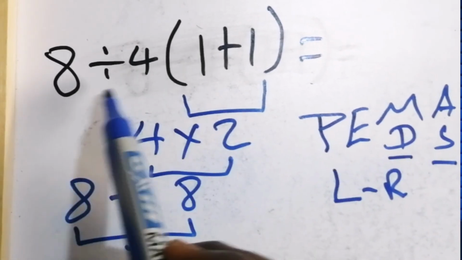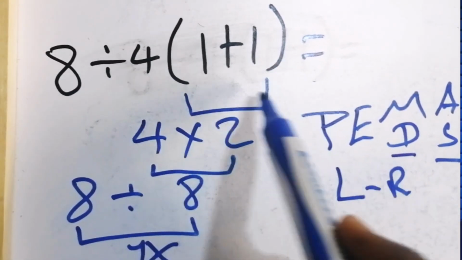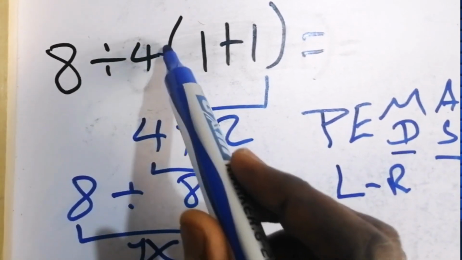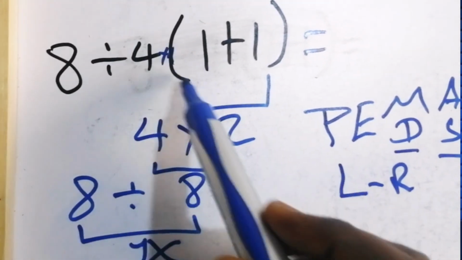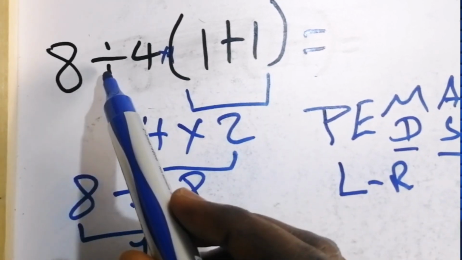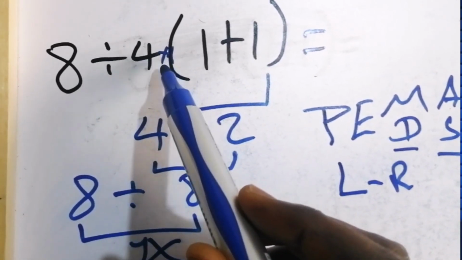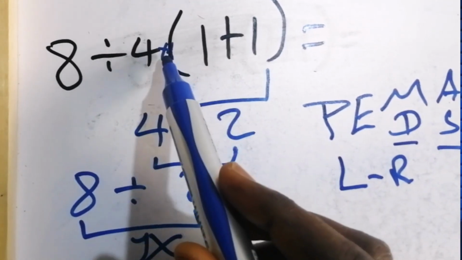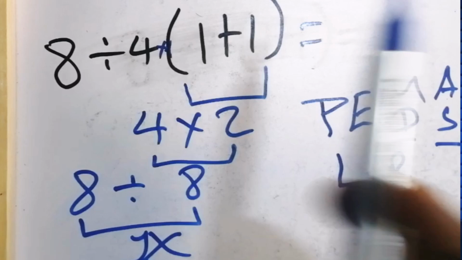In this expression, there is one division, one parenthesis, and one multiplication here. So first we have to do this parenthesis, then this division, and finally this multiplication. If we do this multiplication before this parenthesis or this division, it's wrong.